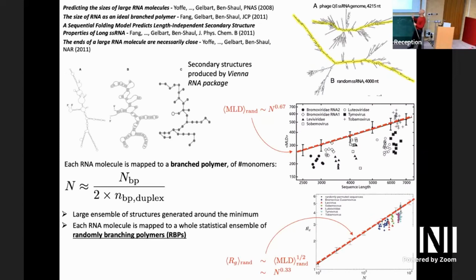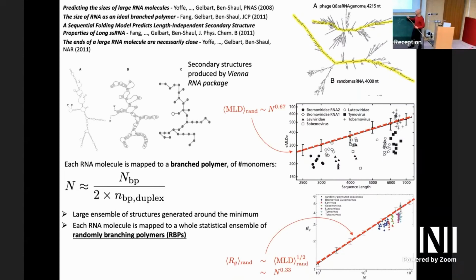Vice versa, viral RNA is much more compact than that. So here is the result of the random RNA. Here is the result of a viral RNA, which behaves completely different from the random one. And they asked why. The interesting thing for us was also to have an understanding of this exponent here, which is what we did recently.